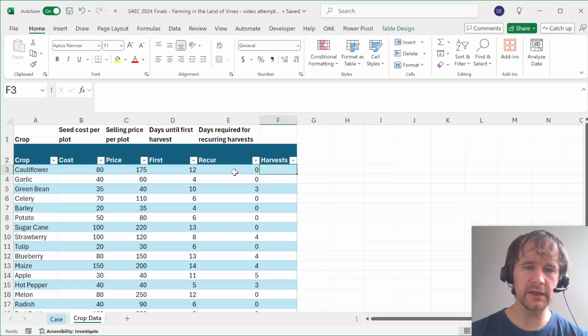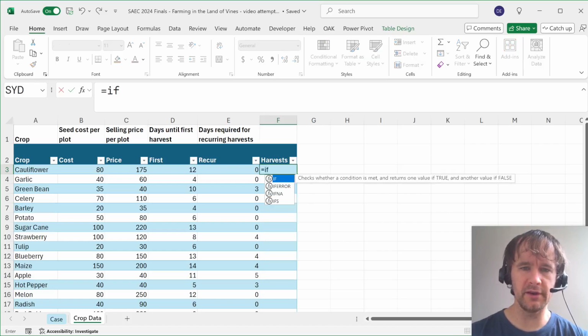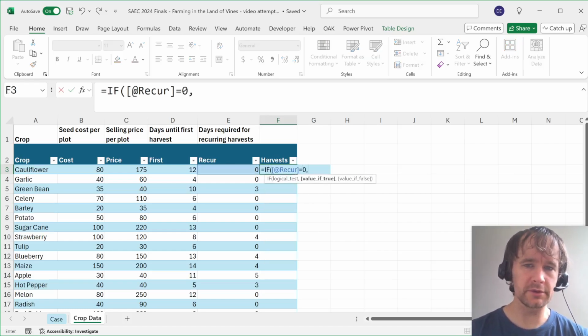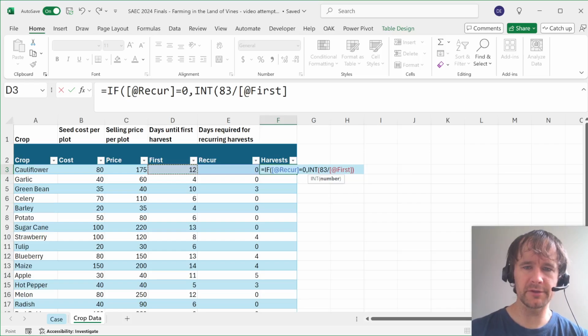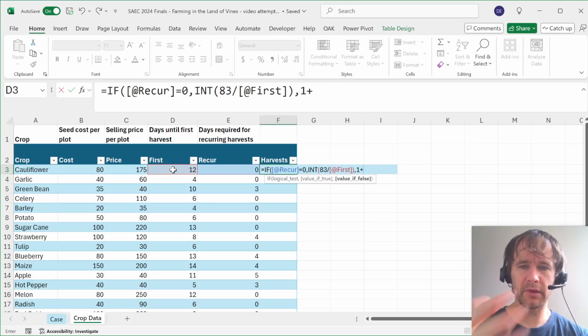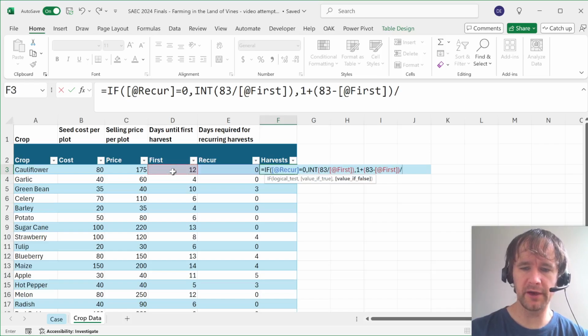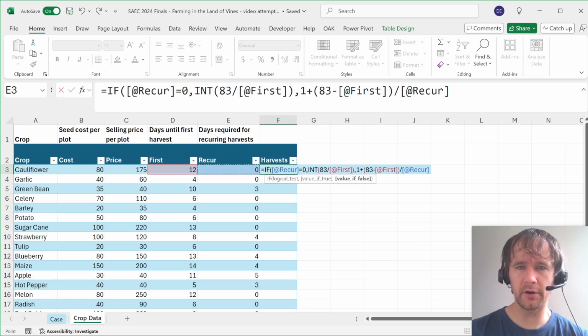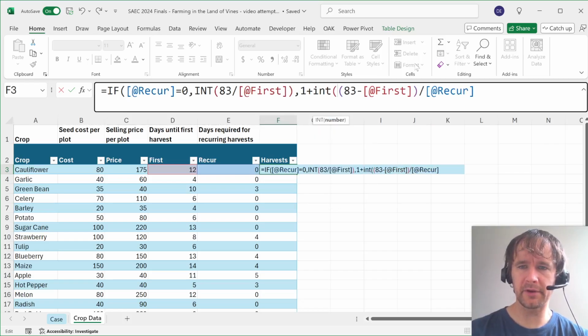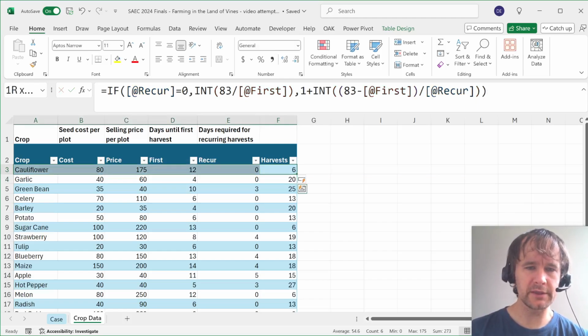and then, like I said, slightly different formula depending on whether it recurs or not. So we're going to say if recur equals 0, so in other words, it's a non-recurring crop, then it's just int of 83 divided by first. Otherwise, it's 1, so in other words, your first planting plus your remaining days, 83 minus the number of days to the first harvest, divided by the number of days to recur. And again, we need to take the int of that because any crops that are mostly grown are worthless. So you get 6 rounds of cauliflower, you get 25 rounds of green beans.